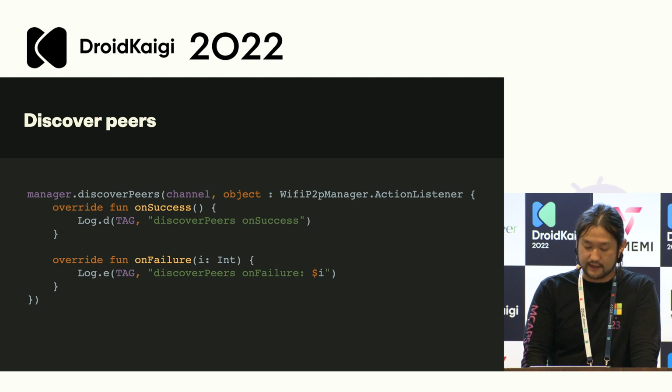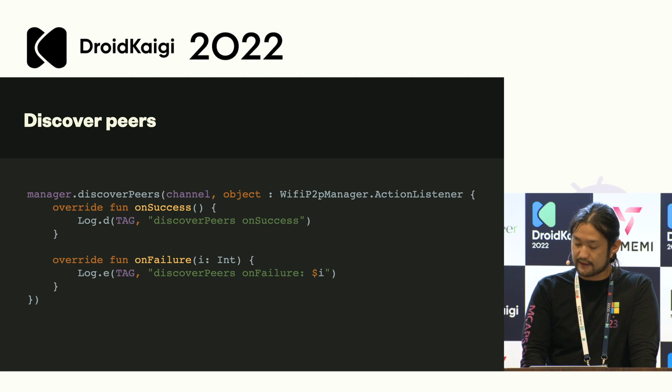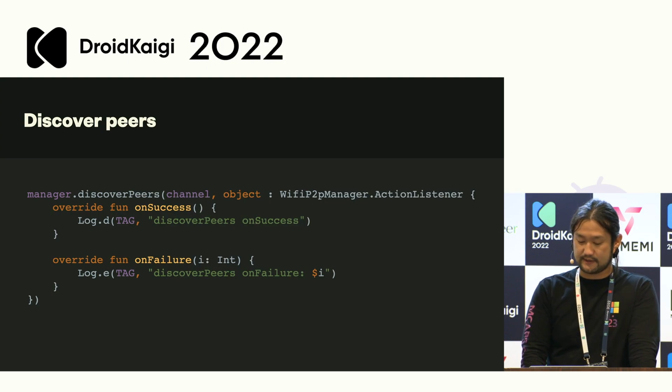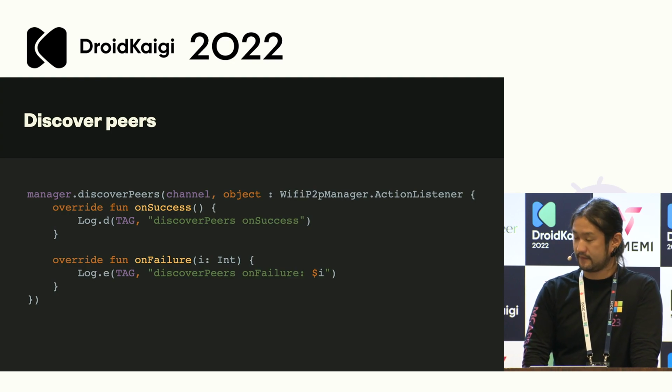Now that we are ready, let's use discoverPeers to find peers around us. There are a couple of things to note. First, Wi-Fi Direct does not separate advertisement and scan or discover, which means people who want to connect need to call discoverPeers to each other. Only when both parties find the other can a connection be made.